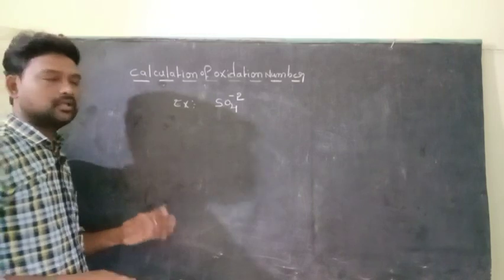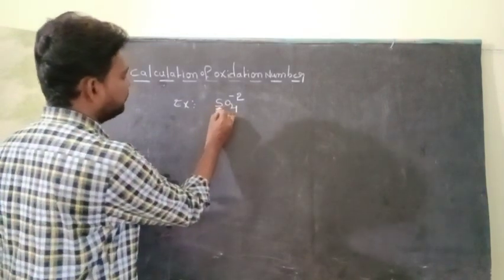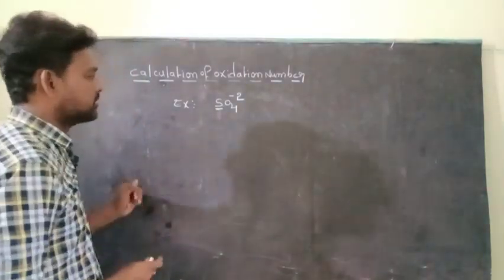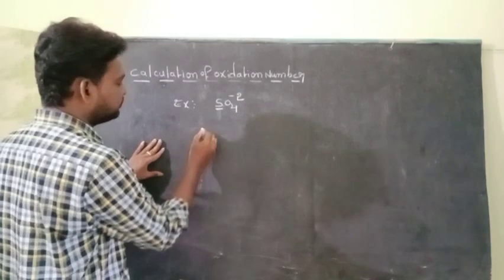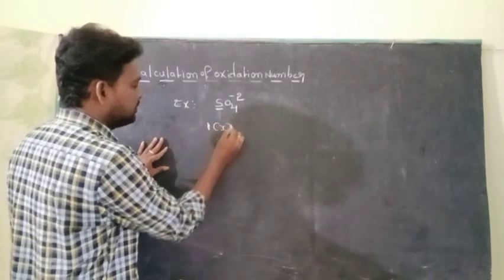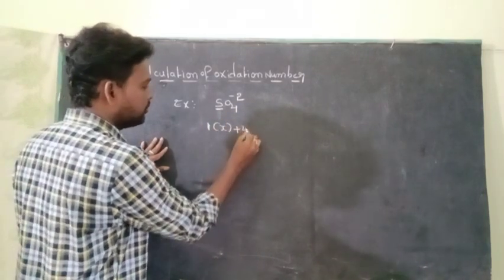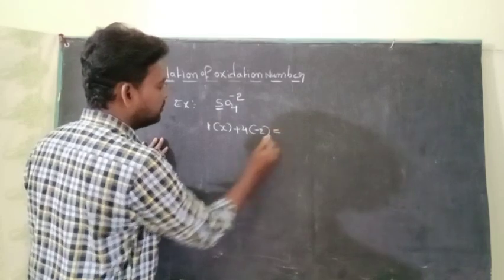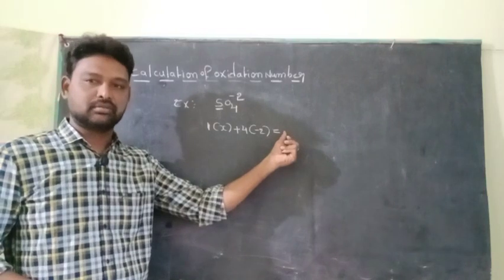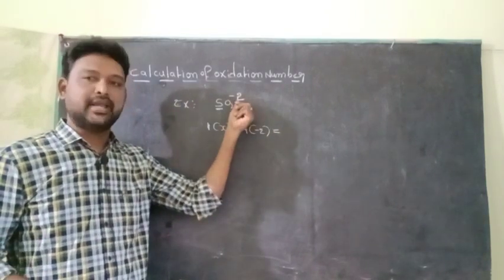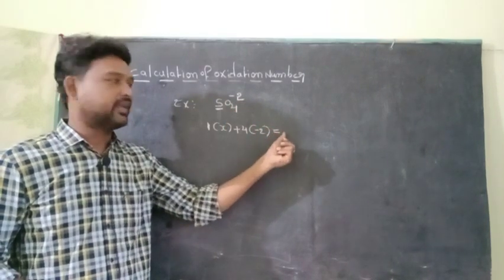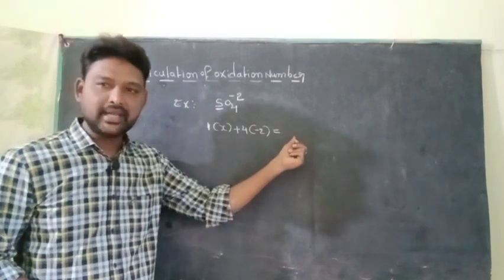So in this compound ion, what is the oxidation number of the sulfur atom? Asking that question. So here, one sulfur atom is there. So 1 into x plus 4 oxygen atoms, 4 into minus 2, equal to. Here don't write the 0, because a minus 2 charge is present. So that's why after equal to we can write the charge number.